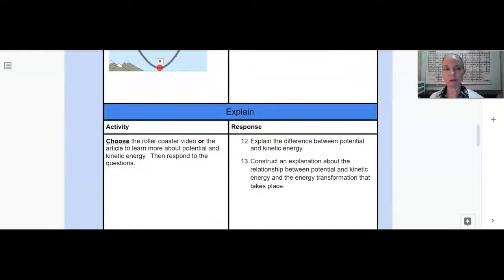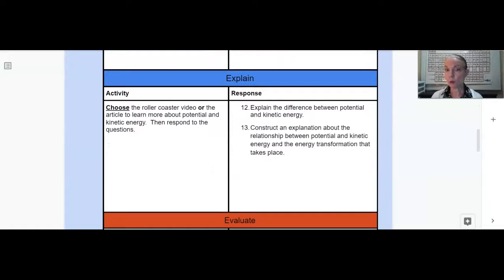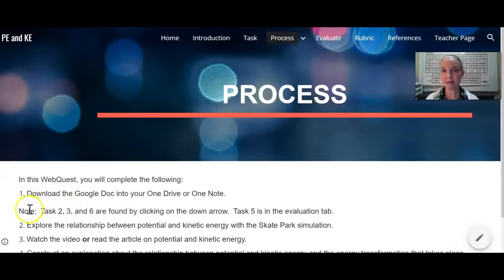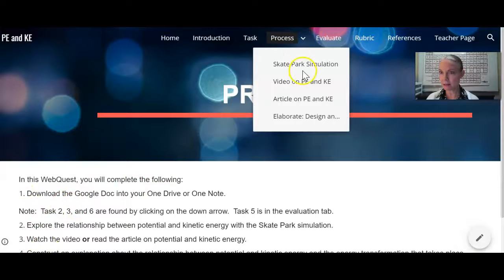Then they're going to choose a video or an article to learn more about potential and kinetic energy, specifically the difference between the two, also the relationship between the two and the energy transformations that take place. So in the Process tab, you'll notice that there is the skate park simulation, so the link to that, the video, the article, which is embedded, and then the Elaborate part, which we'll talk about in just a minute.